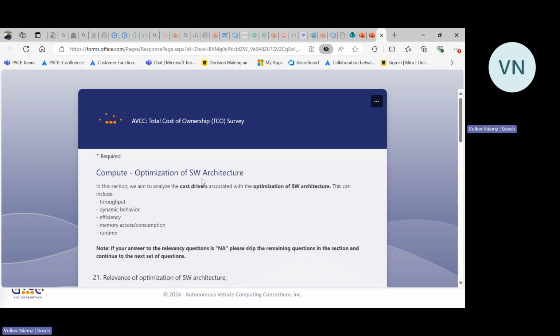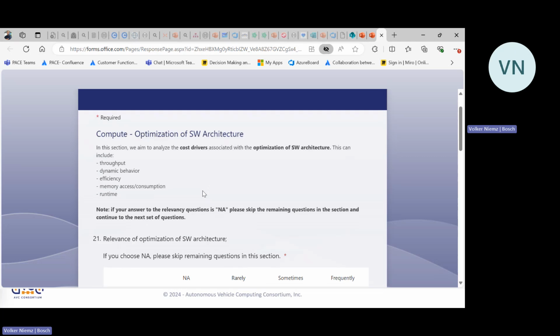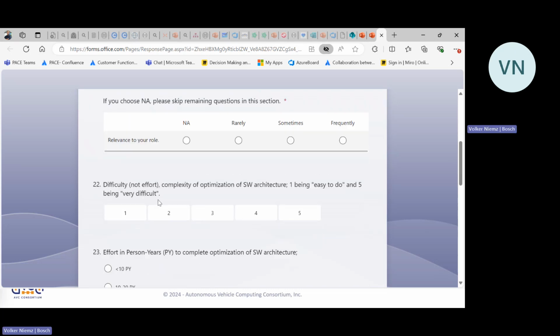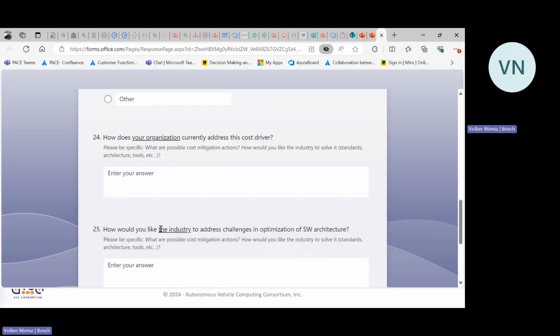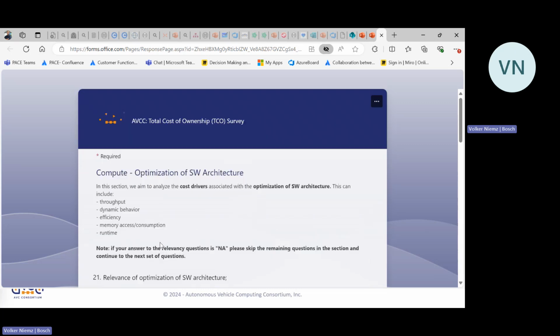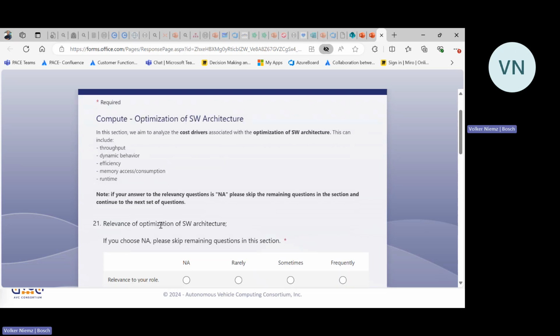So this is now Rajiv's question, right? Optimization of software architecture. How many questions are there in total? I think maybe one more, or this is the last one. No, one more. Safety and security are combined. Okay, maybe that's good. We left security for you.